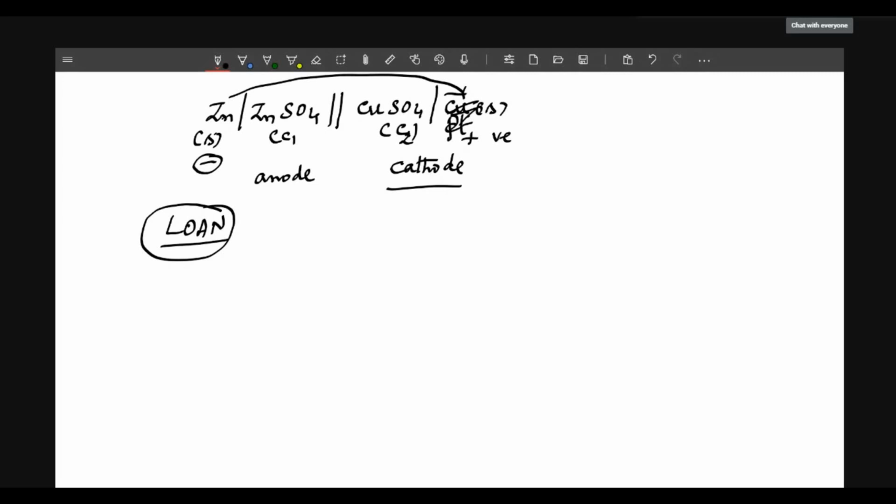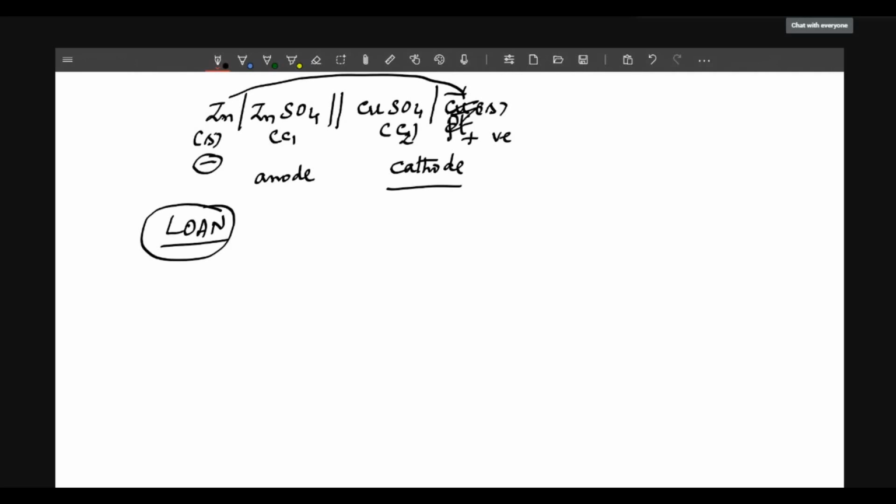In any voltaic cell, there will definitely be anion and cation movement through what? Through the salt bridge. Which ion will be moving towards which compartment? As I said a while ago, cations move towards the cathode compartment. From where? From anode to cathode compartment.